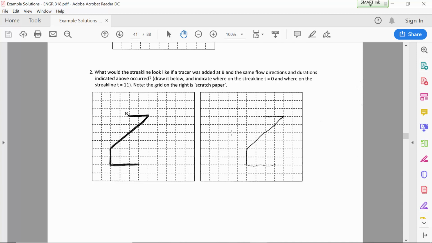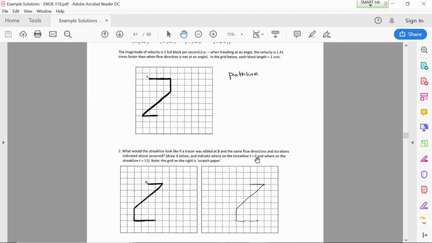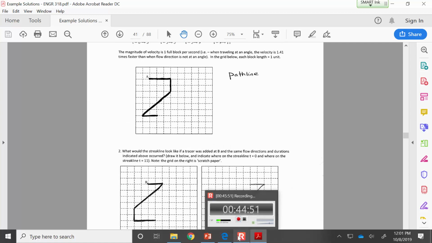Streak line and path line are two different approaches that you can use to understand the history of the flow and the magnitude of the velocity and how the direction has changed.